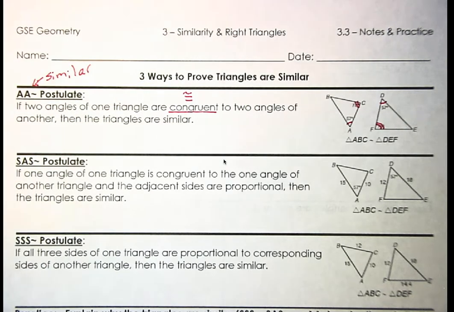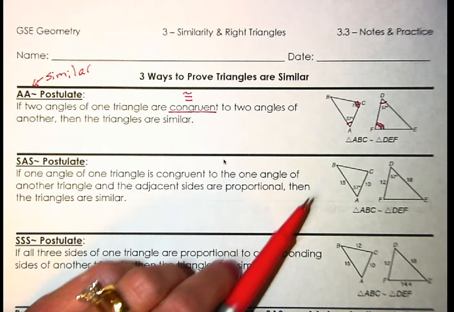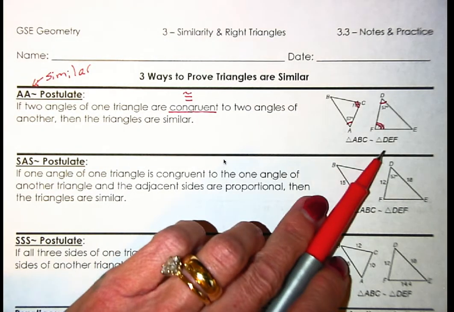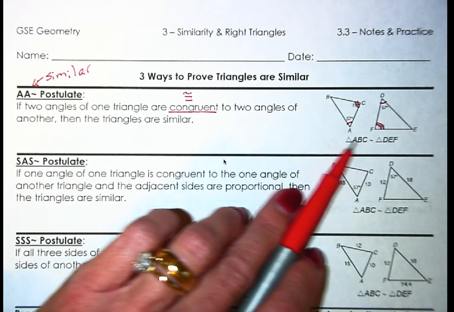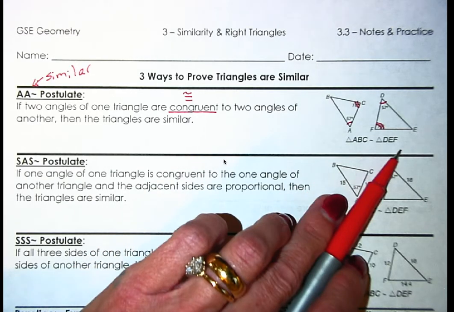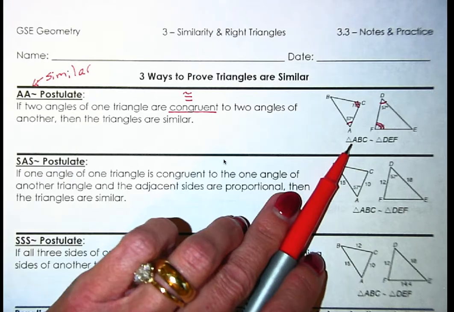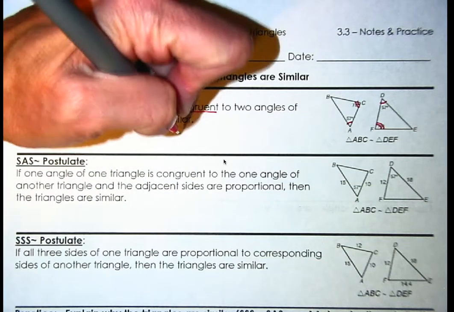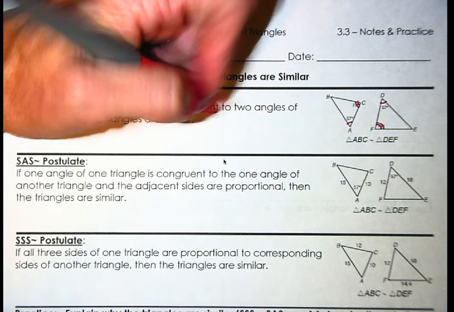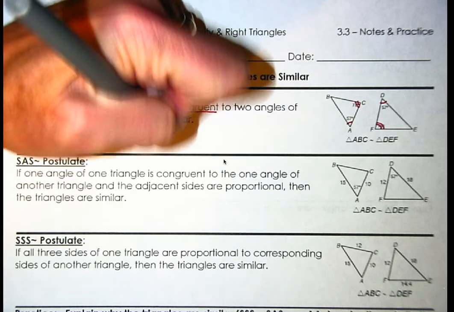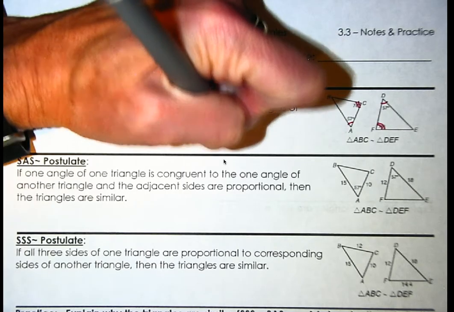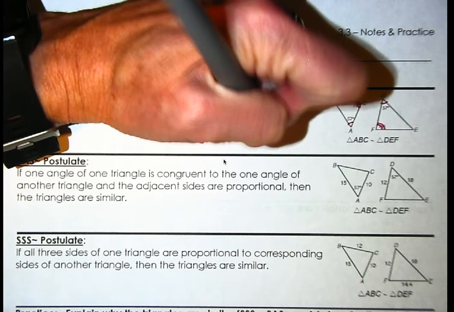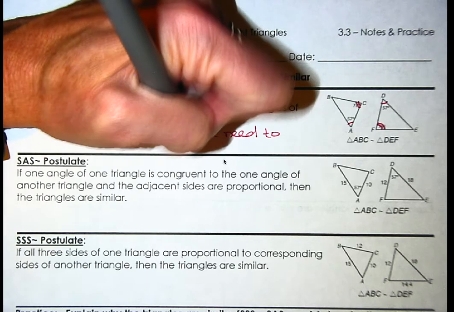So I have 2 pairs of corresponding angles that are congruent, which means that my 2 triangles have to be similar. This is a similarity statement right here. So if you're ever asked to write a similarity statement between the 2 triangles, that's what it looks like. Just make a note that you might have to find your third angle.